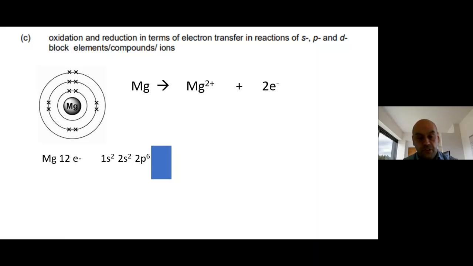Okay, so now our configuration would look like this. This is our noble gas configuration, and that would be neon. Now we can look at this in terms of an oxidation process. So you know oxidation is the addition of oxygen. You also know as well, hopefully, OIL RIG, and this is where we look at electrons. It only works for electrons. So is this an oxidation or reduction? Well, if we look, the magnesium is losing electrons, so we could say the magnesium is being oxidized here.